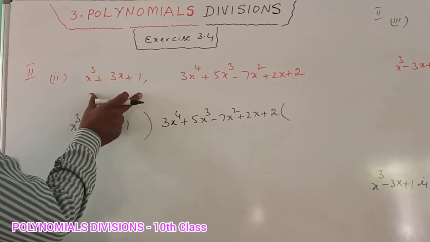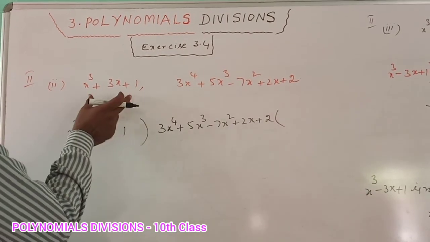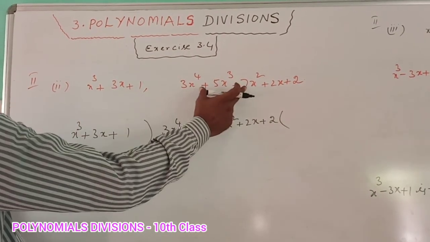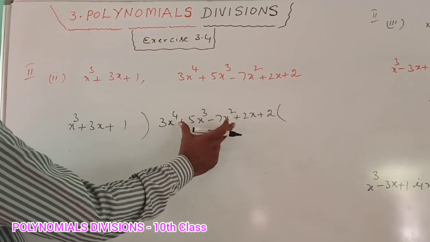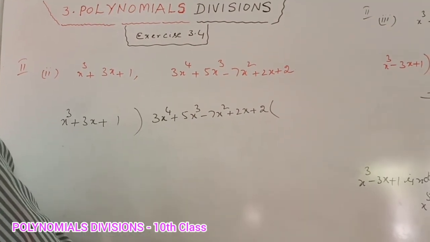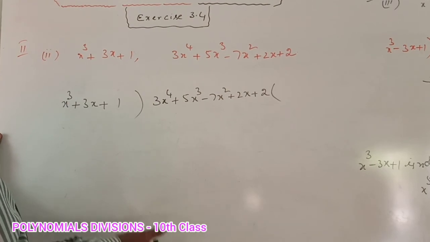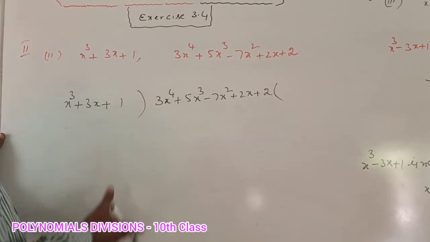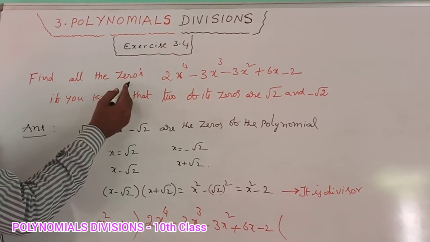Here this is the first polynomial, this is the second polynomial. The second polynomial is divided by the first polynomial. So the second polynomial is the dividend and this is the divisor. Check once. If the remainder is 0, it is a factor of this. If the remainder is not equal to 0, it is not a factor of the dividend. So try it.